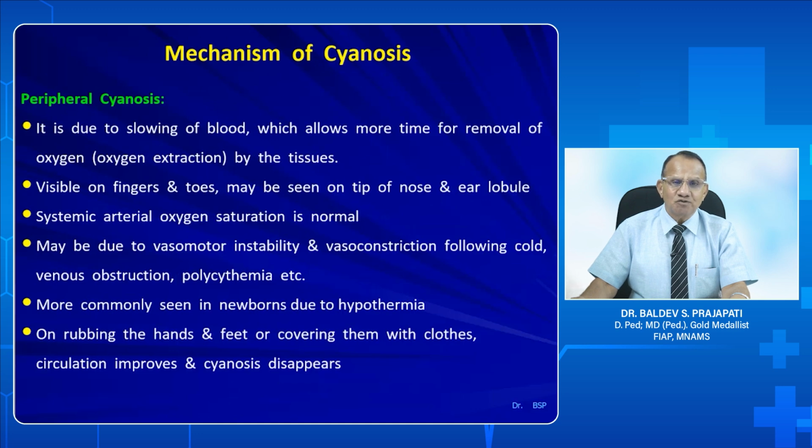Another variety is peripheral cyanosis, and it is due to the slowing of blood, which allows more time for removal of oxygen, that is, oxygen extraction by the tissues. It is visible on fingers and toes and may be seen on the tip of the nose and even the ear lobules. Here systemic arterial oxygen saturation is normal, but it may be due to vasomotor instability and vasoconstriction following cold, venous obstruction, or even polycythemia. It is more commonly seen in newborns due to hypothermia, a very important cause. On rubbing the hands and feet of such newborns, or even covering them with clothes, circulation improves and cyanosis disappears.